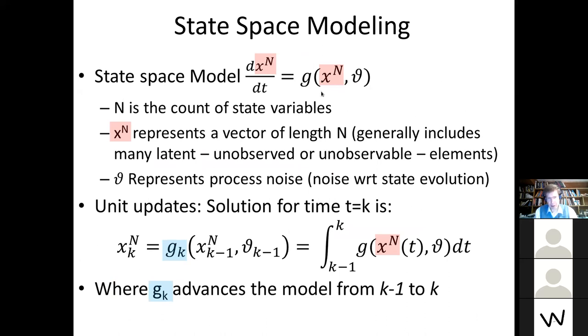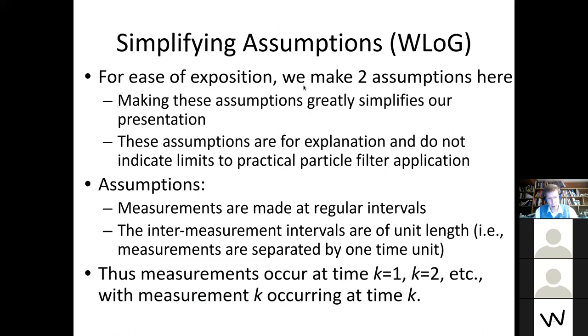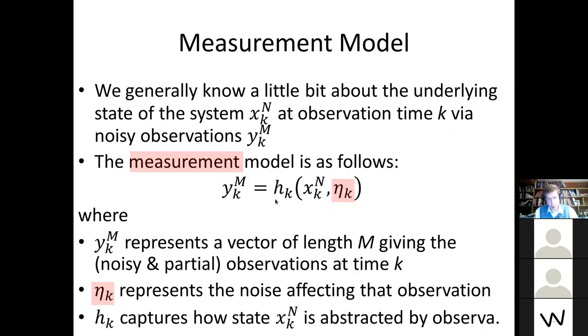So we have this state space model that we're evolving according to these equations here. We're going to also have a measurement model where we basically characterize the measured data, the observed data from the world, as some function of the state of the system with some noise affecting the observation. And this is some general function H.